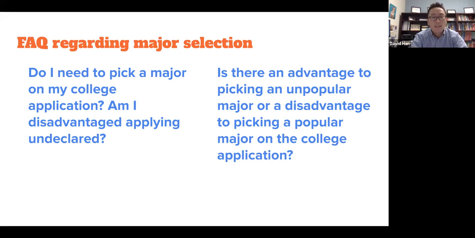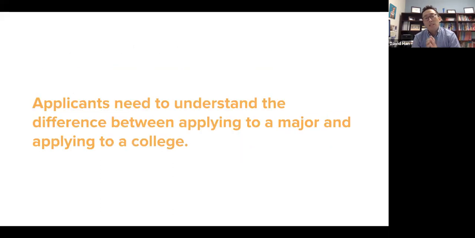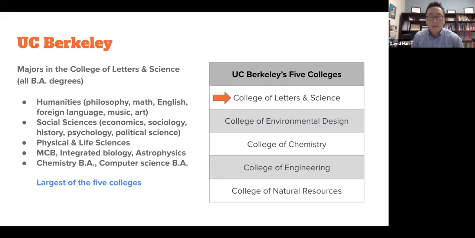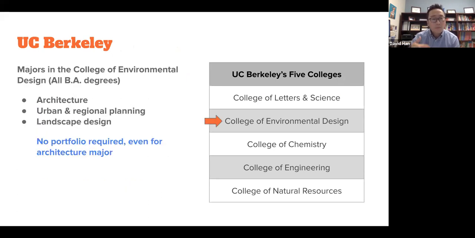We're going to talk about that now, because you need to understand the difference between applying to a major versus applying to a college. We're going to look at UC Berkeley's case. If a student is applying for a social science major, they are applying into the College of Letters and Science. If they're applying to an architecture or landscape design major, then they're applying to Environmental Design.